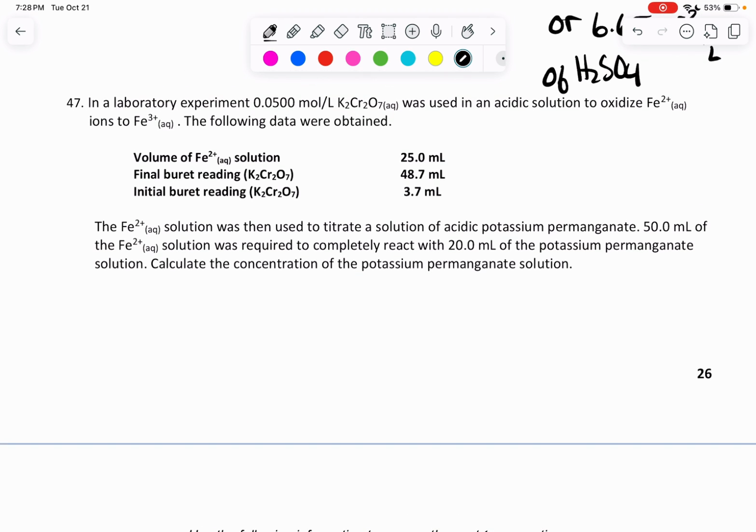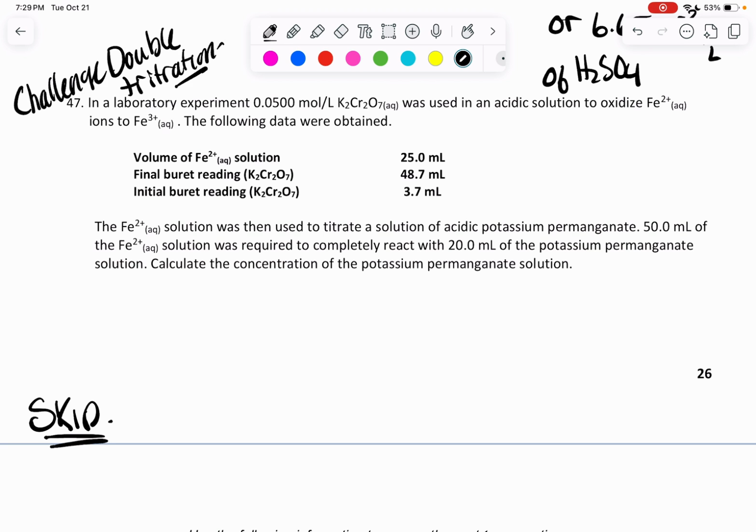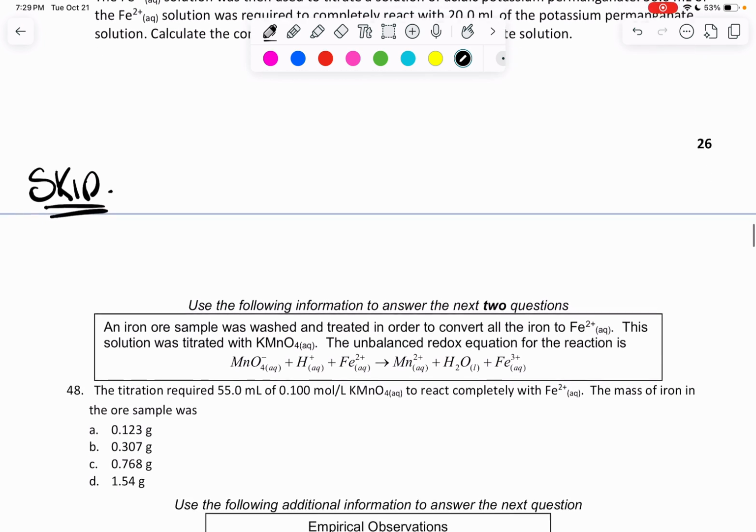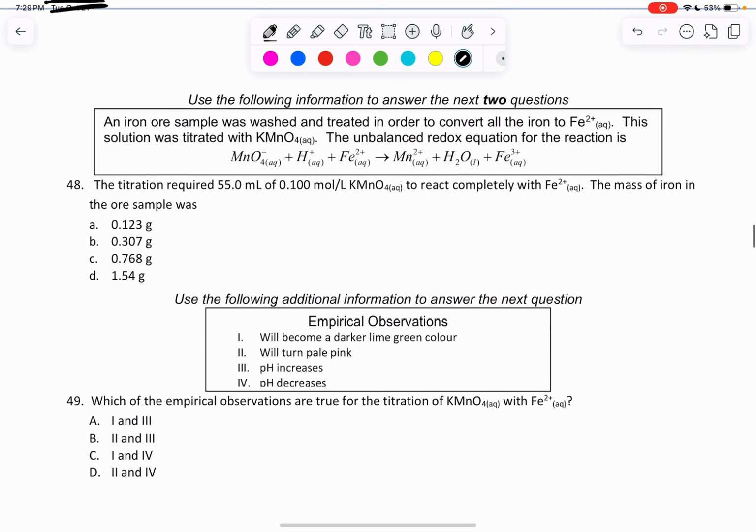So for 46, this is a challenge one because it is a double titration. You can skip this. If you're enthusiastic, you can do it, but it's not going to be on any test. So now we're going to answer some diploma style questions.